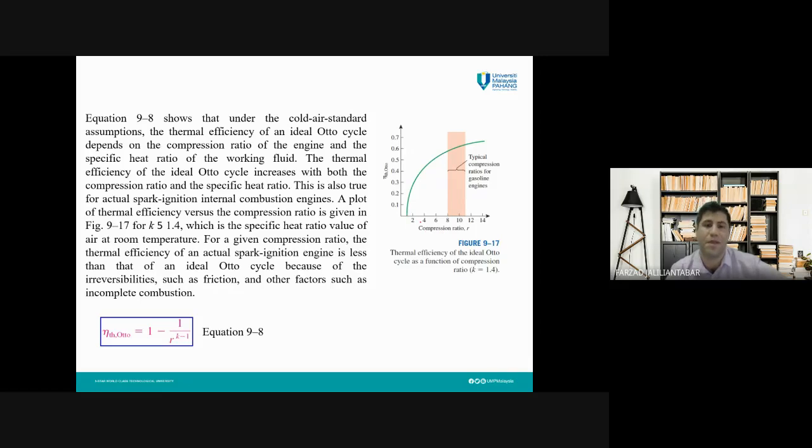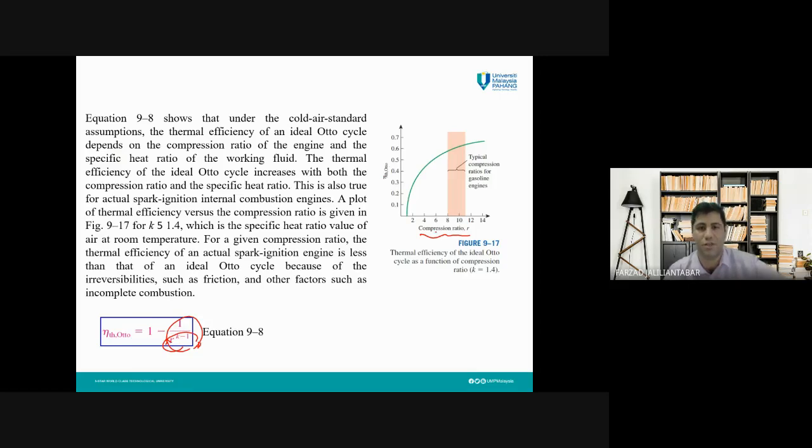In this graph, you can see how it is effective. As the compression ratio is increased, you can see here that when R increases, this part reduces, and the whole of this part of the equation reduces, so the thermal efficiency will increase. This is what you can see here. By increasing the compression ratio, the thermal efficiency of the Otto cycle is increased.